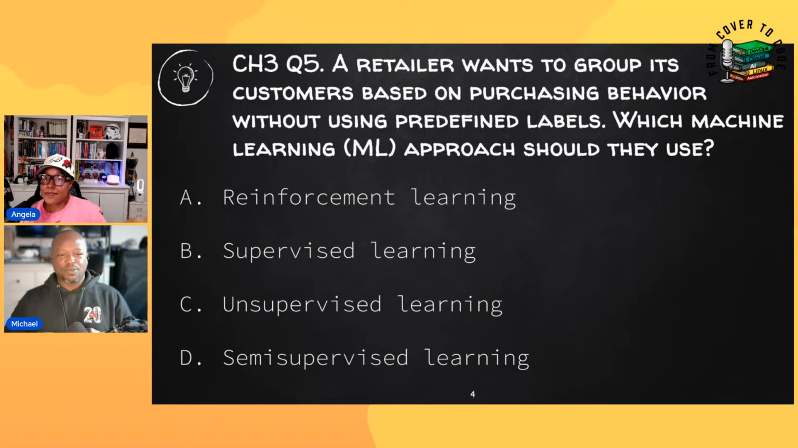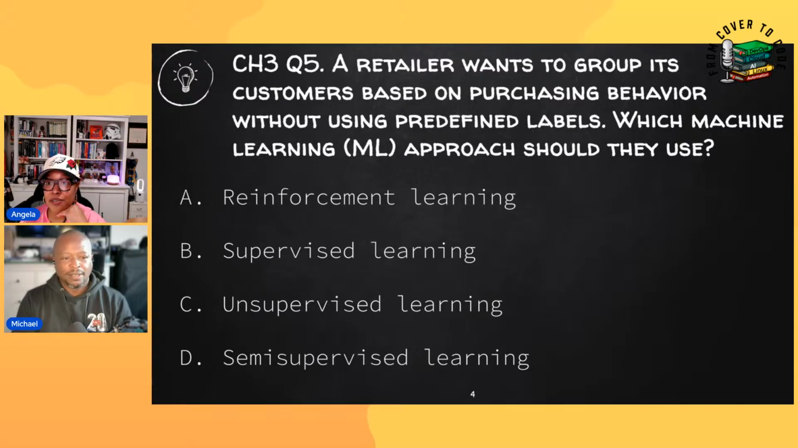Going on to chapter 3, question 5, and this is one of those scenario based questions. A retailer wants to group its customers based on purchasing behavior without using predefined labels. Which machine learning approach should they use? A, reinforcement learning, B, supervised learning, C, unsupervised learning, or D, semi-supervised learning? So let's get rid of the bad ones. The sentence says, without using predefined labels. That's a big giveaway.